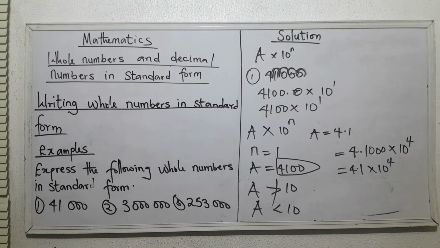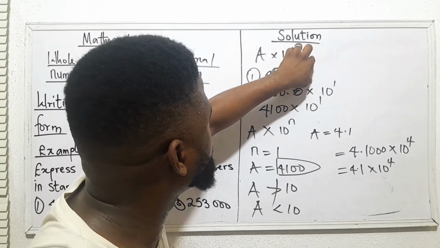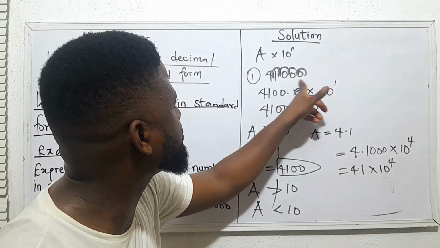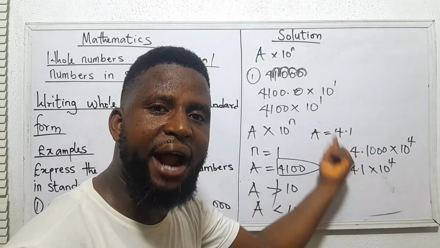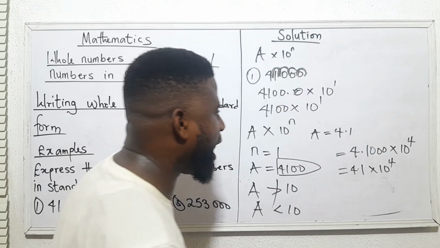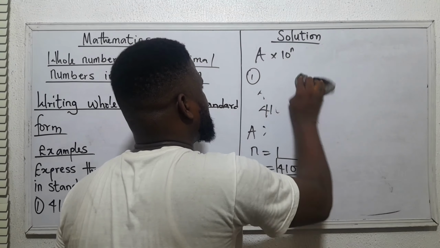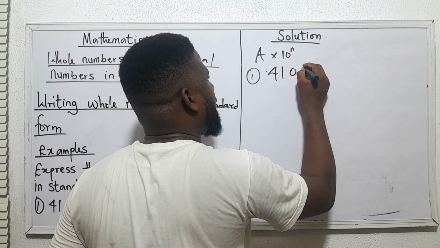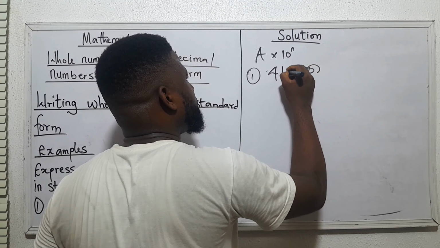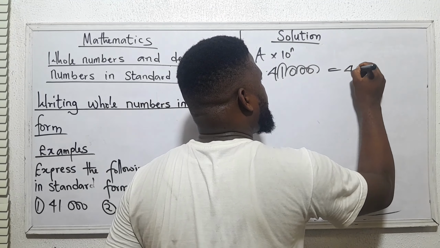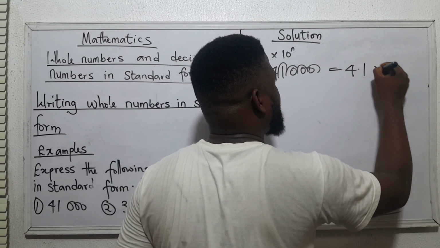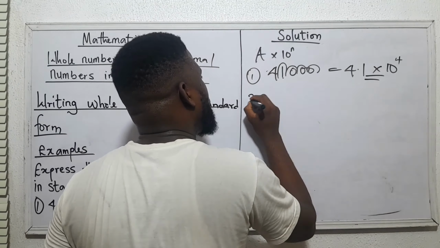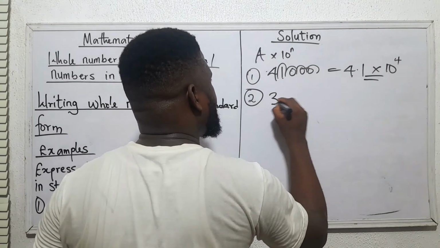Now, to write 41,000 in standard form is to keep dividing 41,000 by 10 until we arrive at A less than 10. So it simply means that 41,000, shifting 1, 2, 3, 4, gives us 4.1. All the zeros are inconsequential, times 10 raised to power how many times you shifted backward, which is 4.